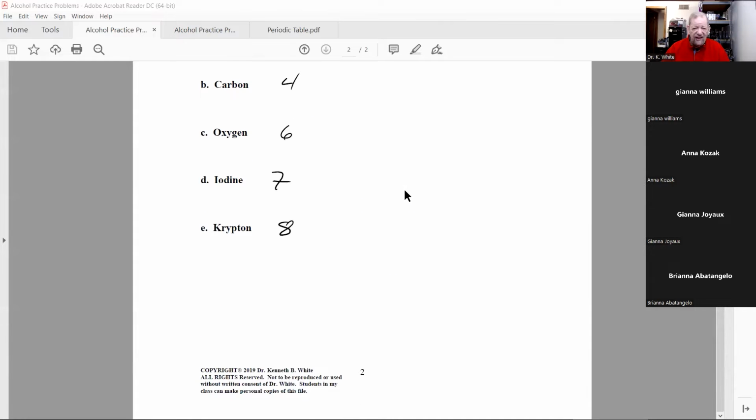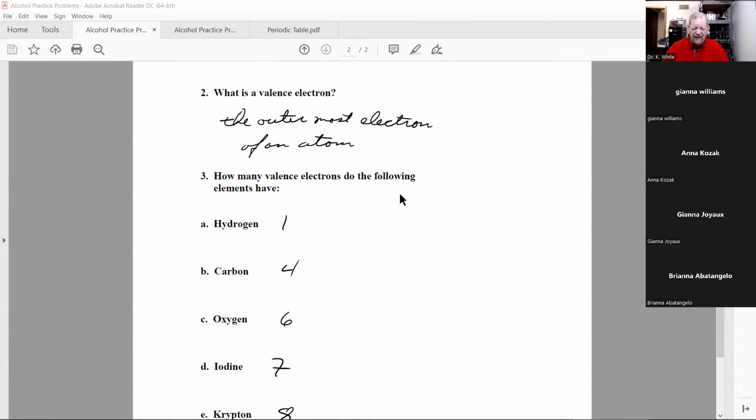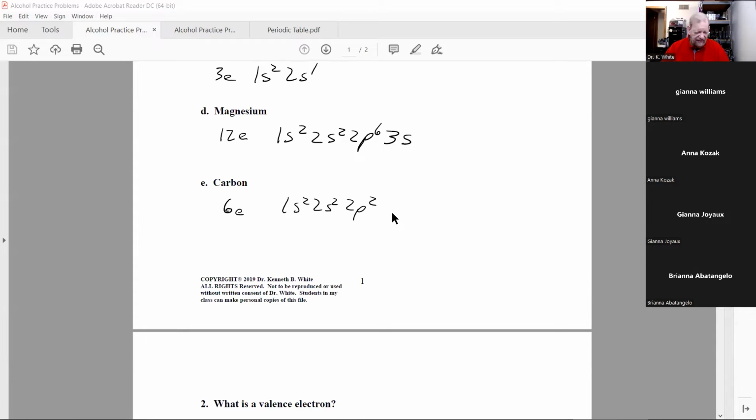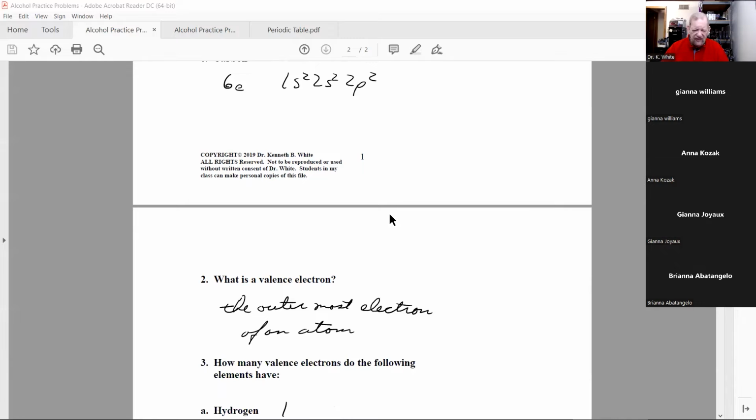Now, one of the things I don't have here, and I'll have to make some, is the orbital diagram. And I'll do that tomorrow.